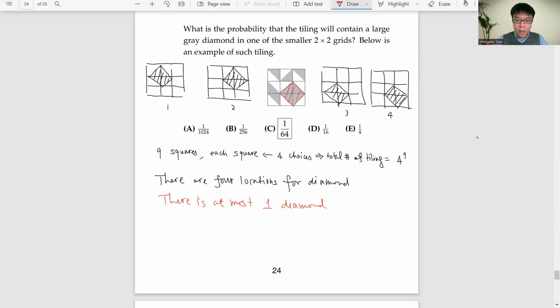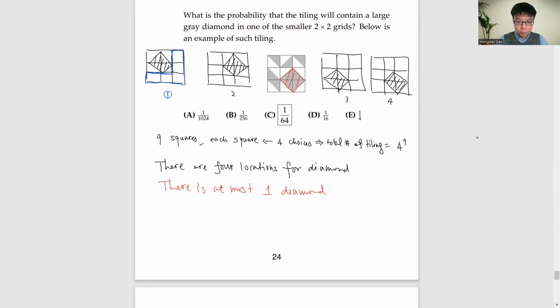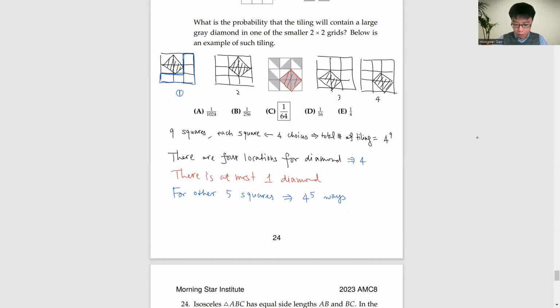Now, once we get a diamond, the other squares are free. For example, let me take the first picture as an example. We have a diamond that determines the upper left 2 by 2 region, but the other 5 squares are free. They can be any tile. For the other 5 squares, there are 4 to the 5th ways. For the location of the diamond, there are 4 choices. So the total number of tilings with a diamond can be computed as their product.